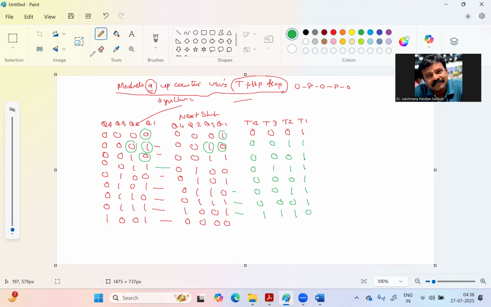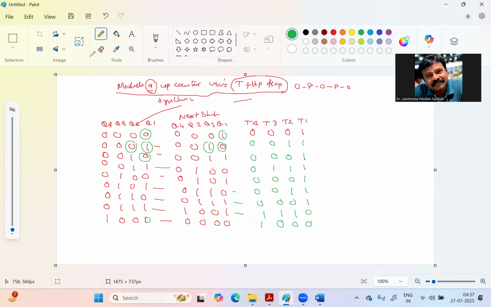Now here we have the changes 7 to 8 and 8 to 0. For 8 to 0, the change is only in the first bit. All others have no change.